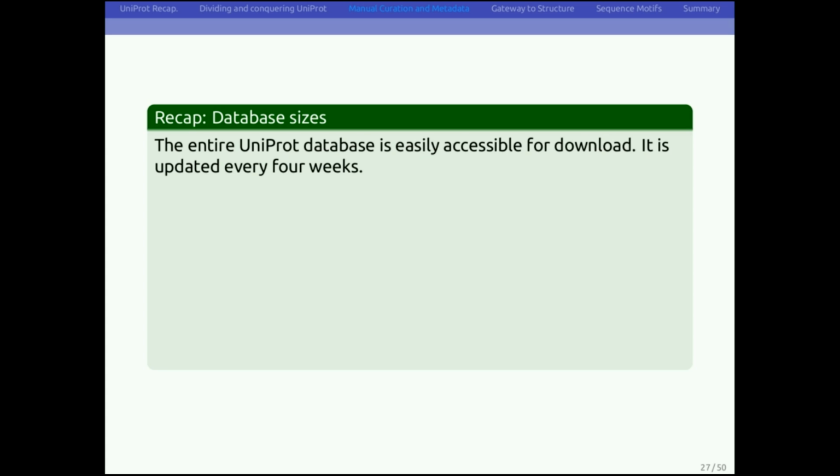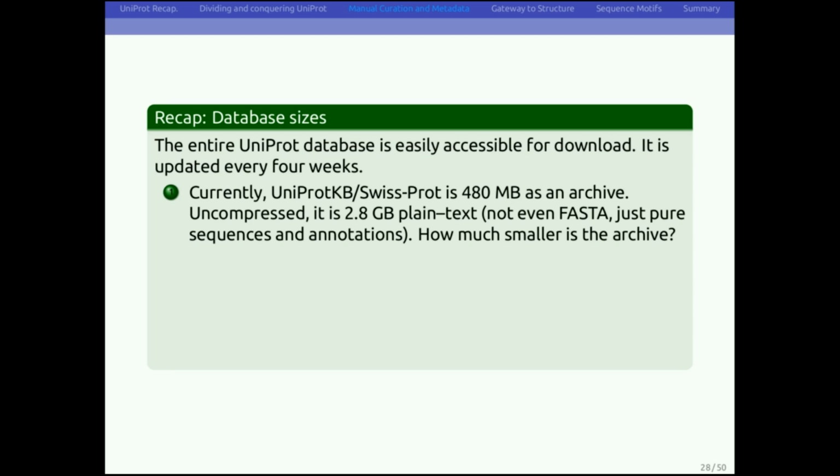So here's some information for you. The SwissProt section of UniProt KB, which is available as its own archive, is about 480 megabytes. When I uncompress it, it is about 2.8 gigabytes, and this is the plain text format, so there's not even any FASTA headers or any of that. It literally is just a list of sequences and all their metadata or annotations.